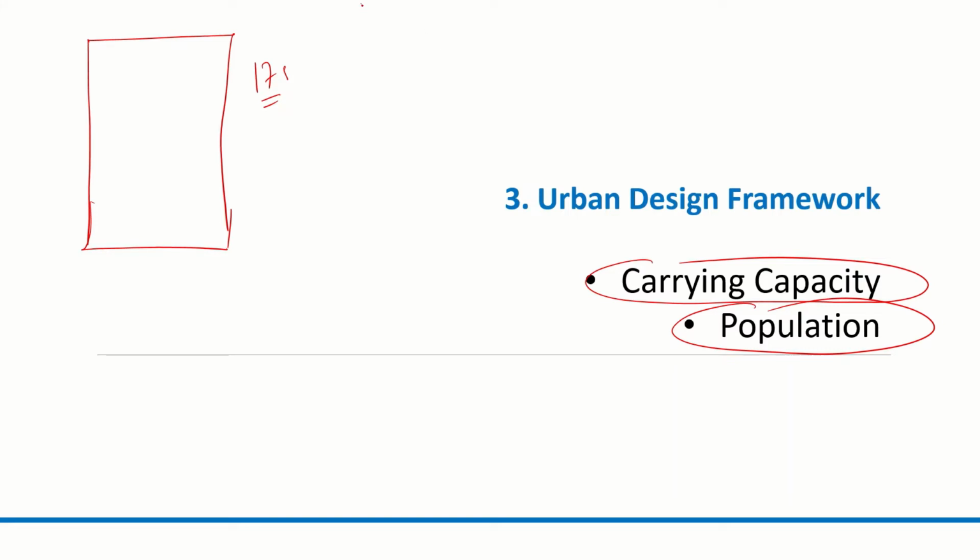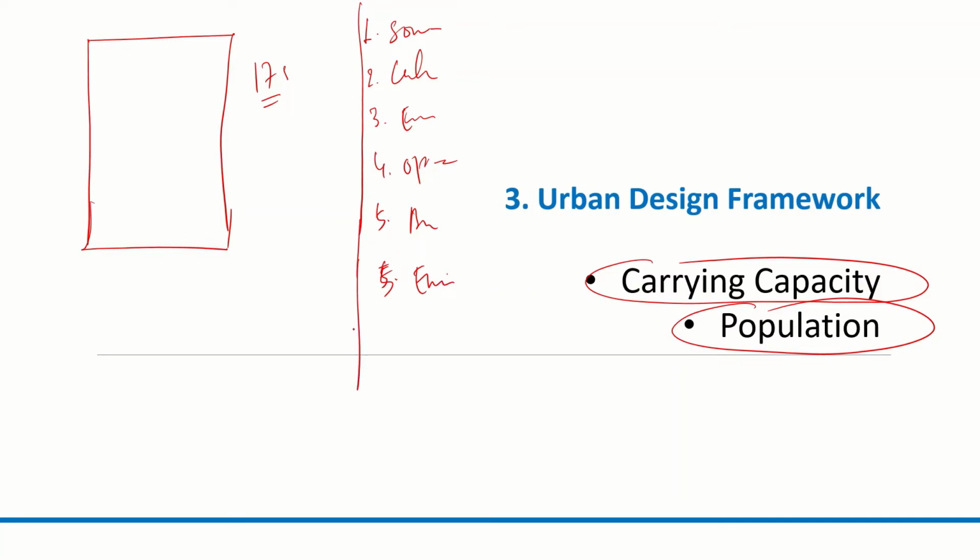However, we have different layers, like we did discuss. We have layers on social, we have layers on cultural aspect, we have layers on economic aspect, we have layers on open space, we have layers on built, we have layers on, let's say, environment. Or it can be more specific, let's say education, health, and so on and so forth. We have a lot of layers in hand.